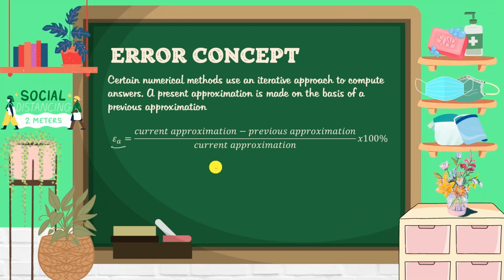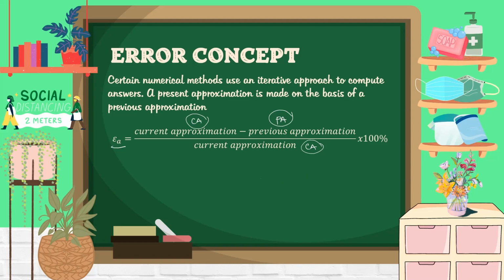If the approximation is greater than the true value, or the previous approximation is greater than the current approximation, the error is negative. So, let's say this is CA and this is PA. If PA is greater than CA, the error that will be calculated will be negative. If the approximation is less than the true value, the error is positive. So, if CA is greater than PA, it will have a positive value.